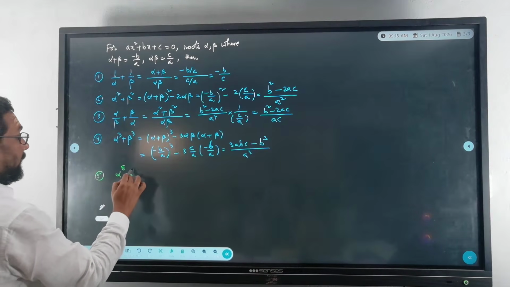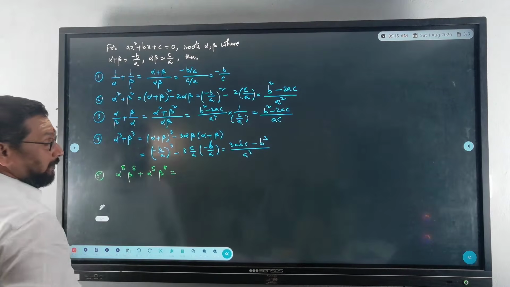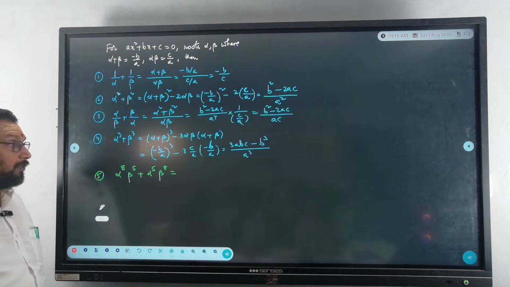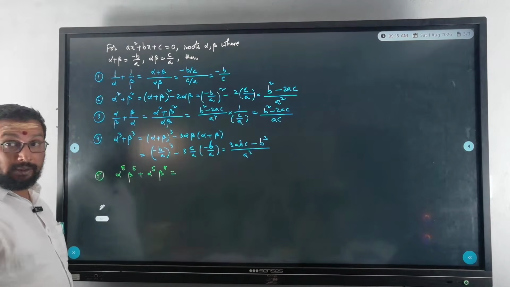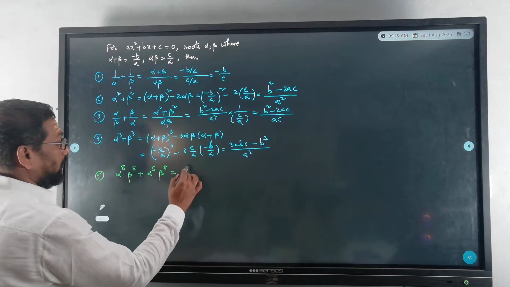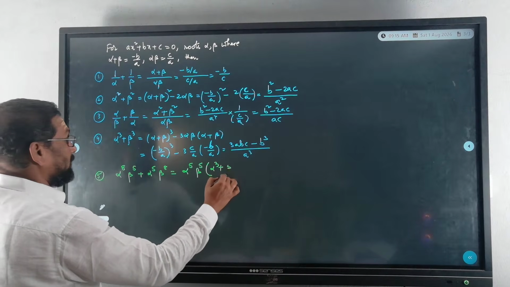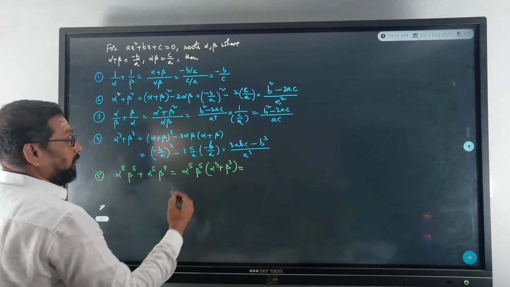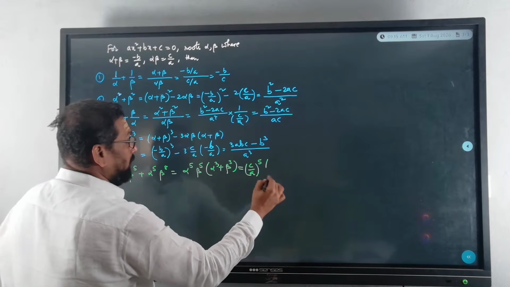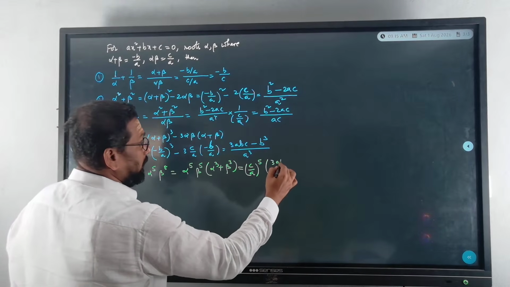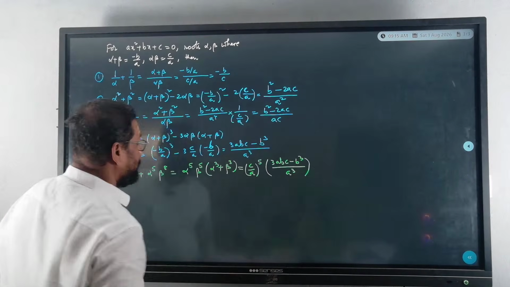Alpha power 8 beta power 5 plus alpha power 5 beta power 8. So what can we take out common from these two? Alpha beta to the power 5. Then what remains? Alpha cube plus beta cube. What is alpha beta? c by a whole power 5, into alpha cube plus beta cube, which is minus b cube by a cube.